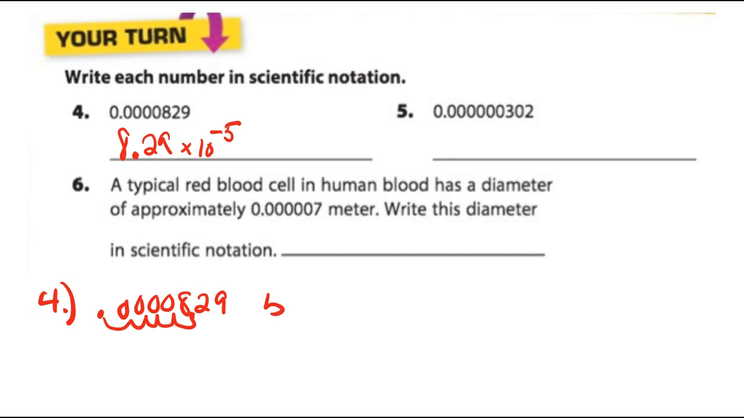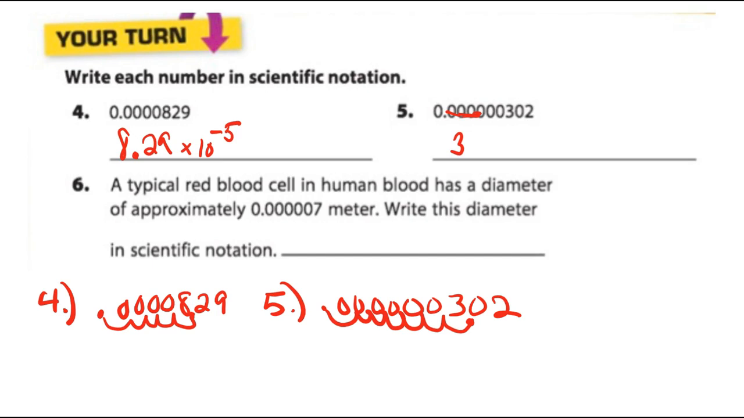Okay, let's look at number 5.00, and sometimes I have to cross out the zeros to be able to tell how many I need to write. 0.00302. Okay, so I start from the left. I go 1, 2, 3, 4, 5, 6, 7 times. So I write my 3.02. That's my number that's greater than 1, but less than 10.